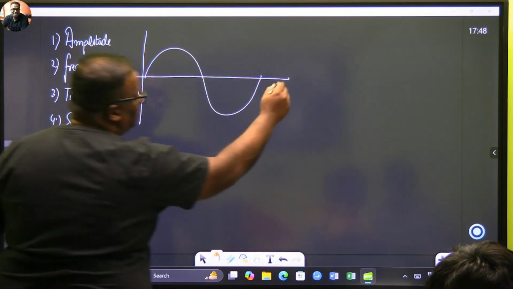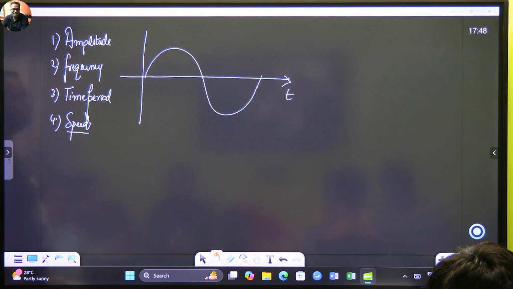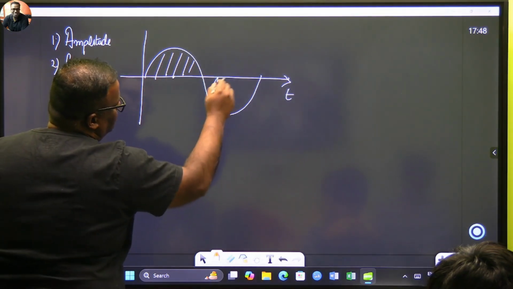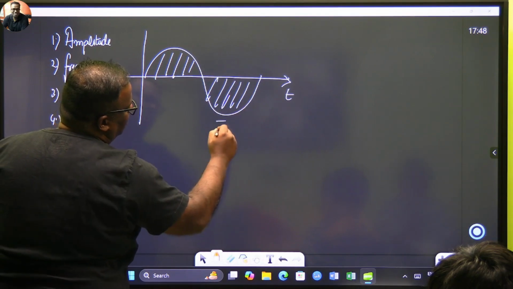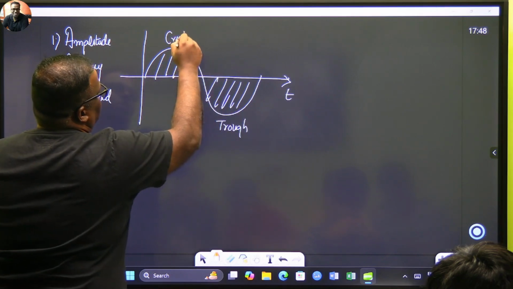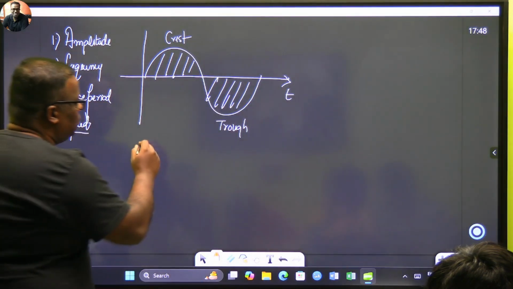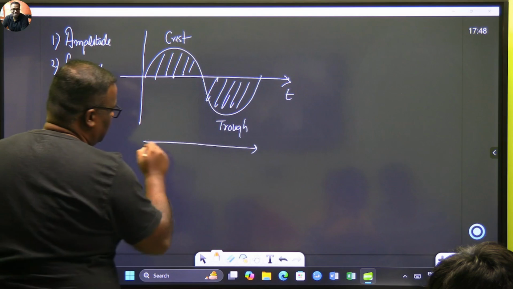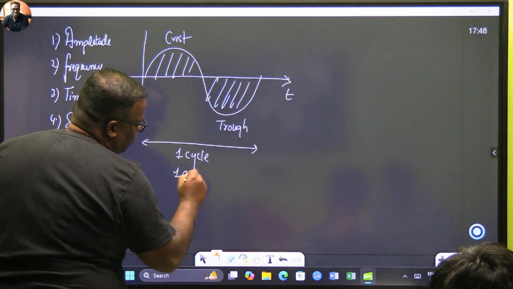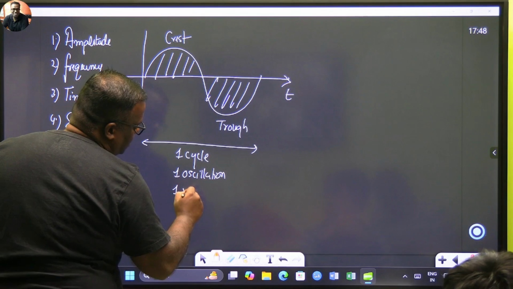Now, if I'm mapping this in terms of time axis, then one crest, this is my crest and this is my trough. इसको हम क्या बोलते हैं? Trough. Okay, and this is crest. So this is one wave. One crest and one trough will make what is known as one cycle. One cycle. In your bhasha, it is known as one oscillation, or it is one vibration. Have you understood?